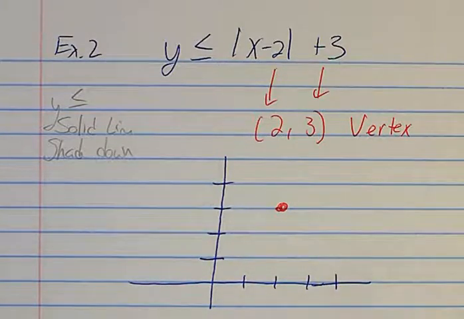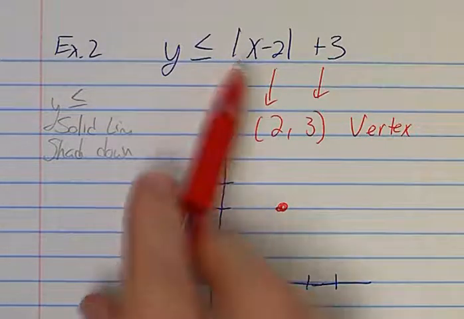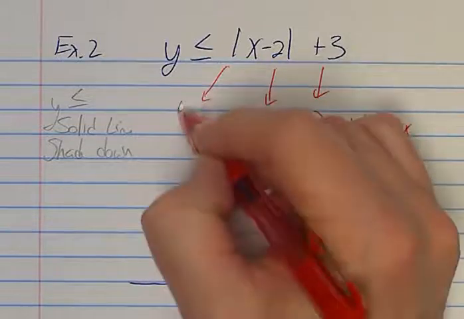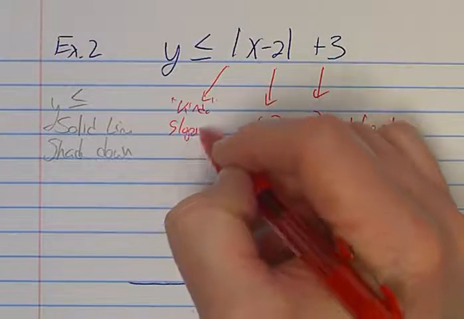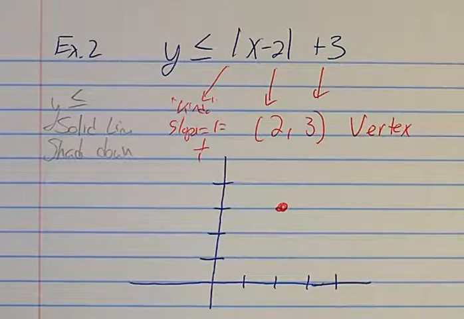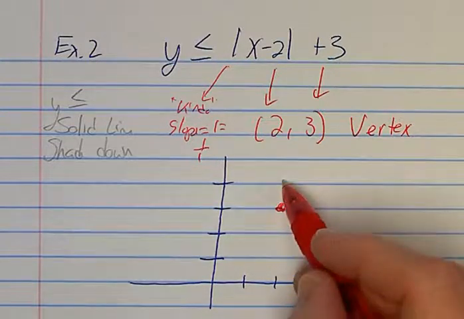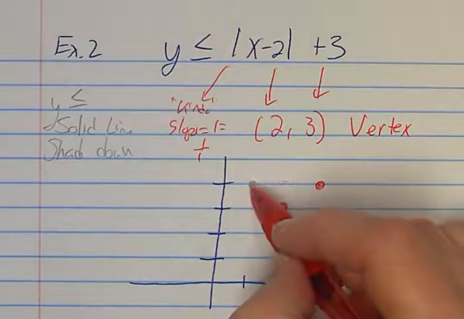And for the slope, and again, if there's nothing in front of x, then in that case, it's understood to be 1. So your slope is 1, which means it's 1 over 1. So from here, we're going up 1 over 1 to the right side, and up 1 over 1 to the left side.